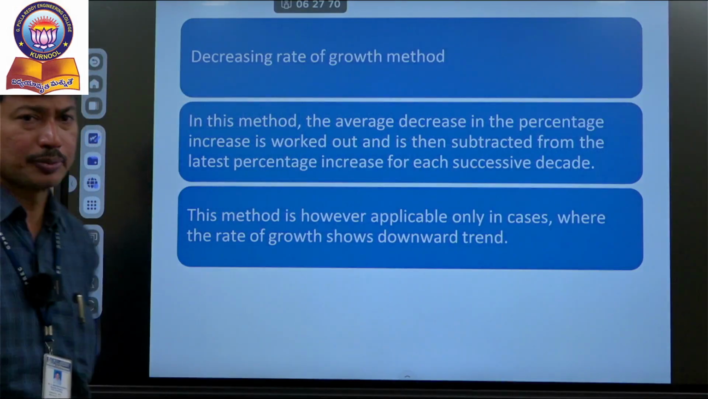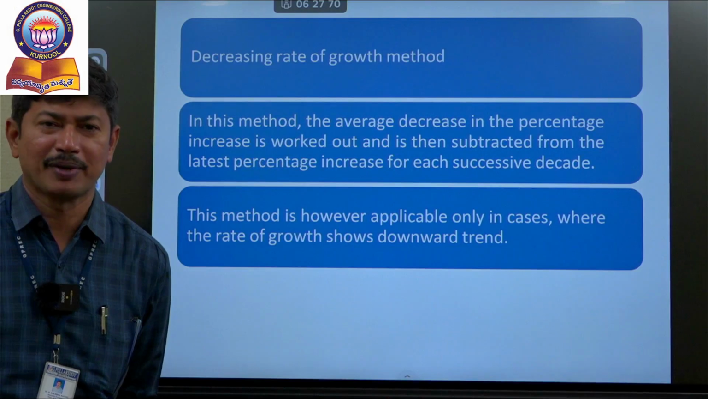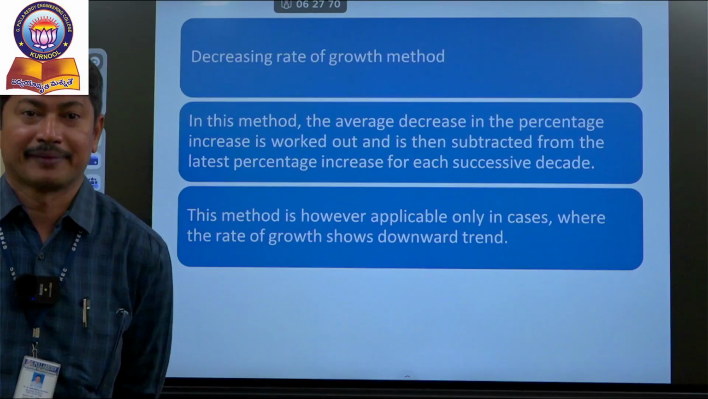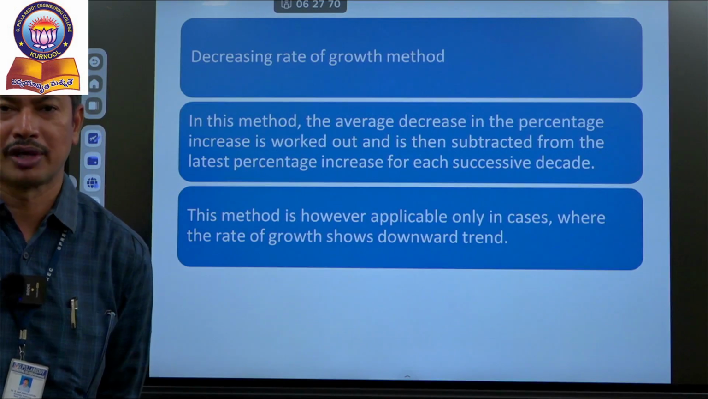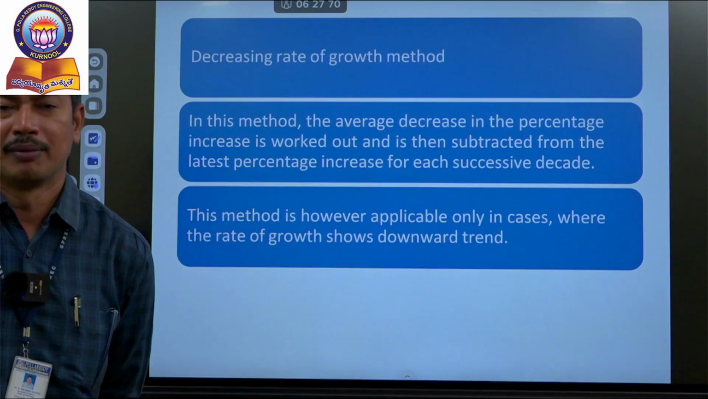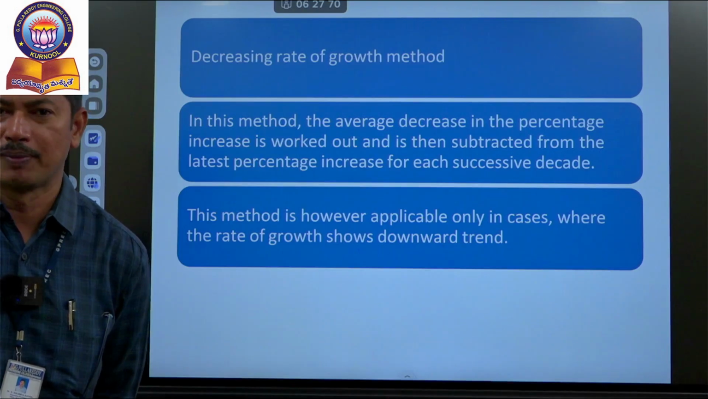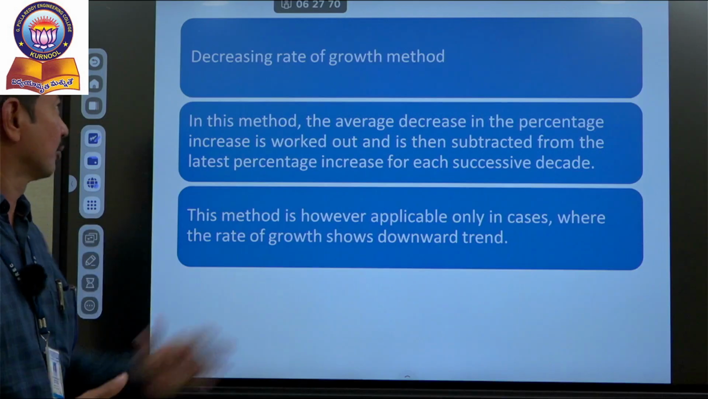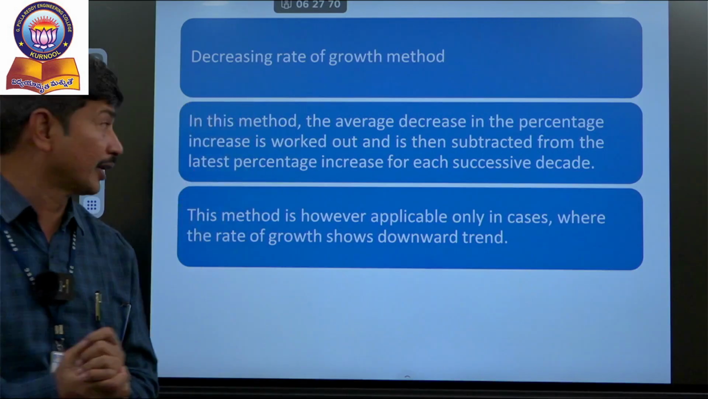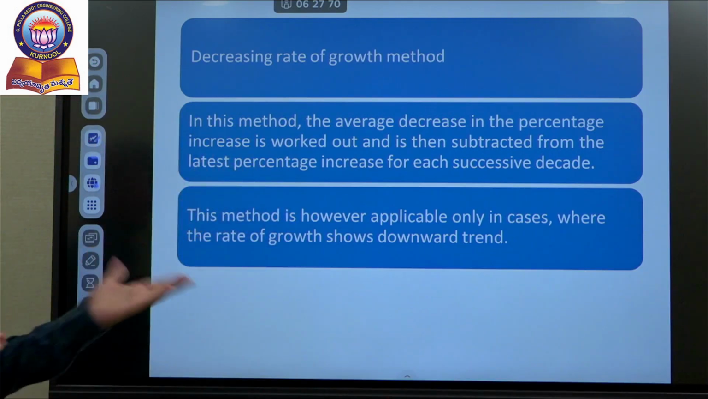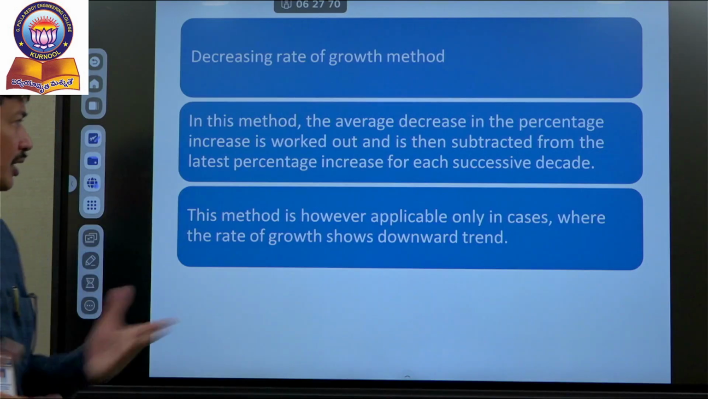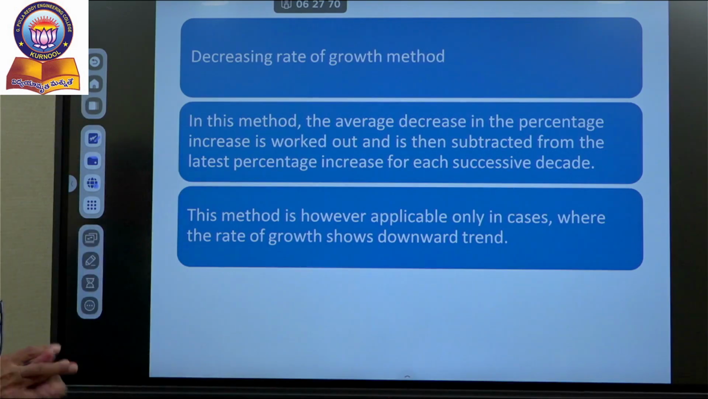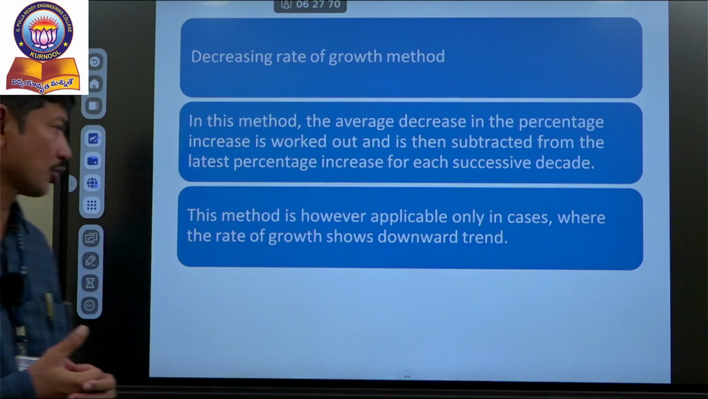In the decreasing rate of growth method, the increase in population every year is decreasing. For example, from 2010 to 2011 the population increased by 20,000, but from 2020 to 2030 the population increased by 6,000. So the rate of increase in population is decreasing. That time we apply this formula, the decreasing rate of growth method. In this method, the average decrease in the percentage increase is worked out and is then subtracted from the latest percentage increase for each successive decade. This method is applicable only in cases where the rate of growth shows a downward trend.